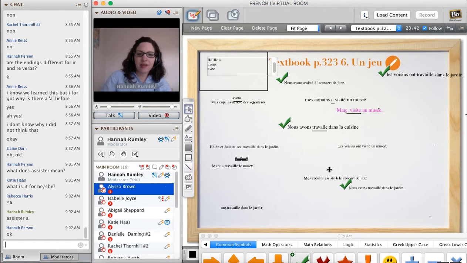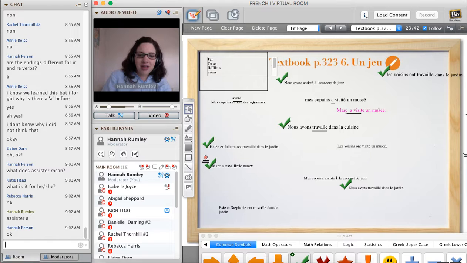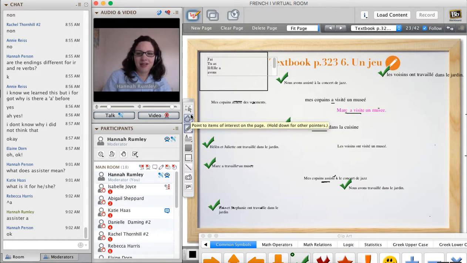Good. Guys, I'm so glad we're doing this right now, because sometimes you don't realize what you don't quite get until you have to put it to practice. Good. Marc a travaillé probably au musée. Eric et Stéphanie ont travaillé dans le jardin. Mes copains assistaient à le concert de jazz. Good, except you forgot the avoir. The first part of the past tense has to be avoir. And then your assister needs to have an accent on the E. This is good, you guys.